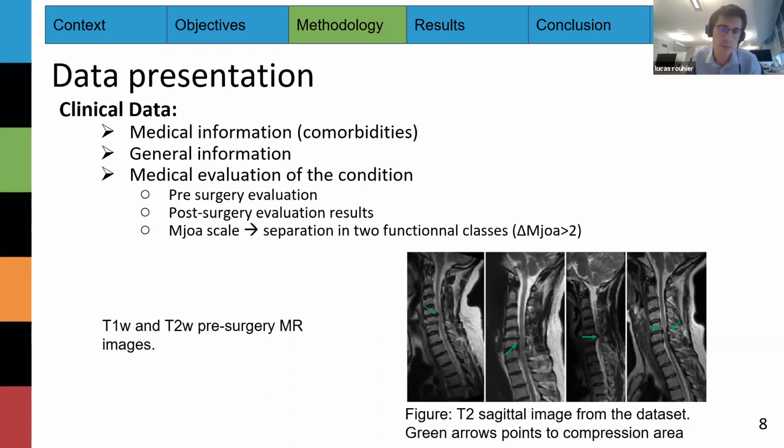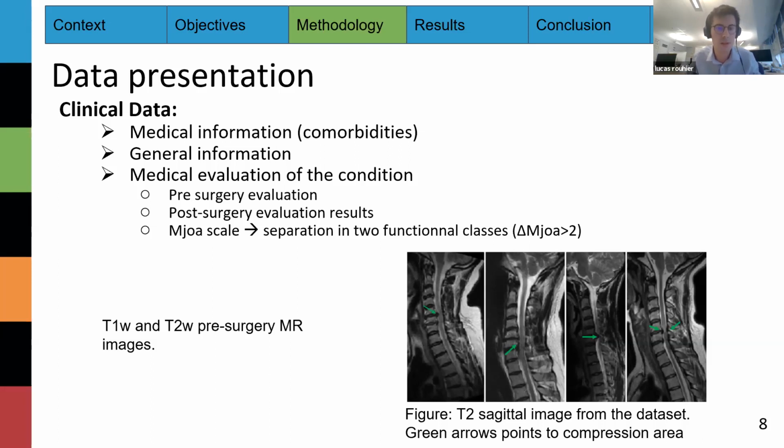We are using the mJOA scale because it seems to be the most relevant. So mJOA is the Modified Japanese Orthopedic Association scale, which allows us to separate the patients into functional classes. If the difference in mJOA before and after the surgery is greater than 2, then we consider this a successful surgery. If not, it is an unsuccessful surgery.